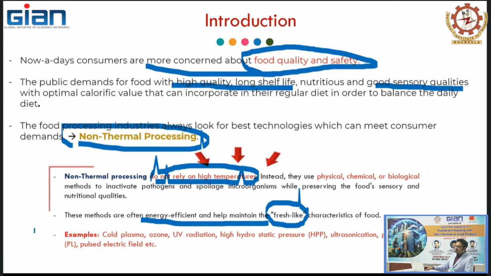And some examples nowadays which are quite popular include cold plasma, ozone treatment, UV radiation, high pressure processing, ultrasonic, pulsed electric field. So these are some examples of what we consider for the non-thermal ones. Now you can consider that in all these processes we're not directly using or increasing the temperature during the processes, okay.